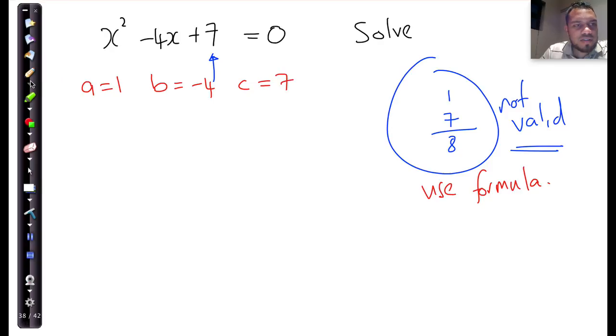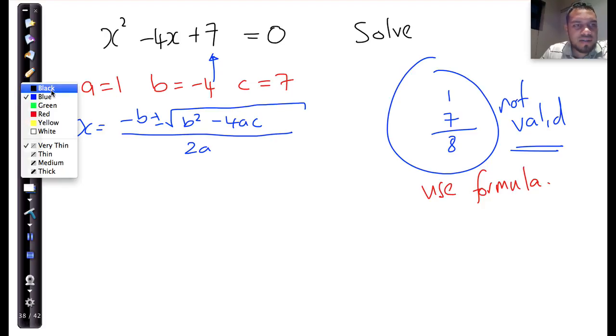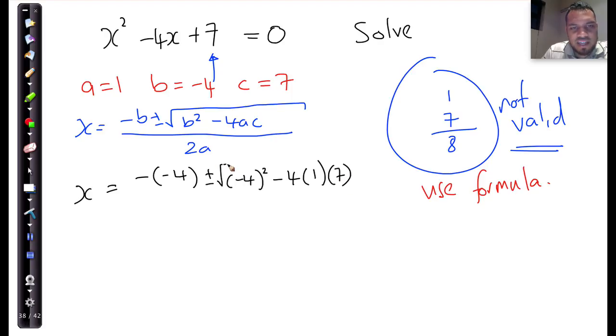What I want to do is write out the entire formula, and I say x equals minus the value of B plus or minus the square root of b squared minus 4 times the value of a multiplied by the value of c, all divided by 2a. So let's substitute that in now and see what we get. We get the following: negative 4 plus or minus the square root of negative 4 squared, minus 4 multiplied by 1 multiplied by positive 7.